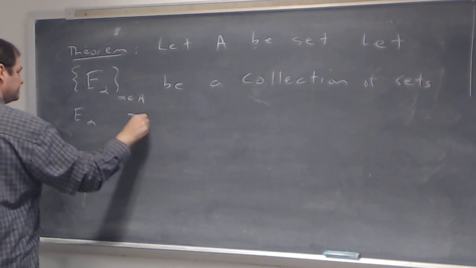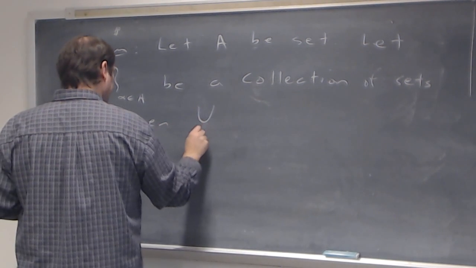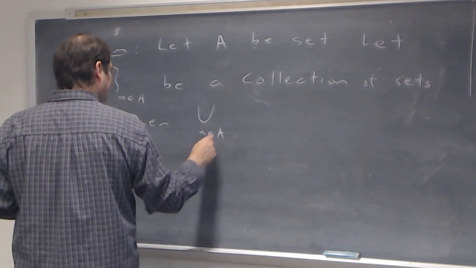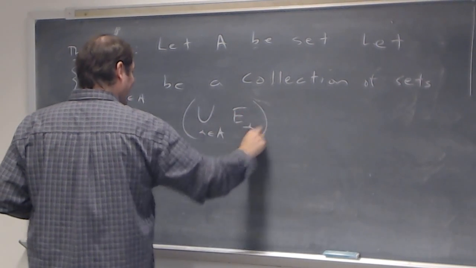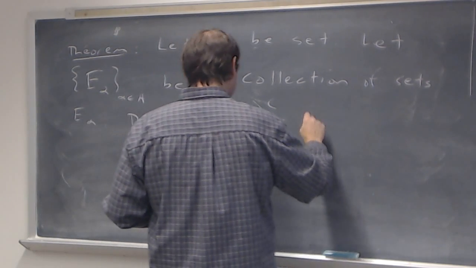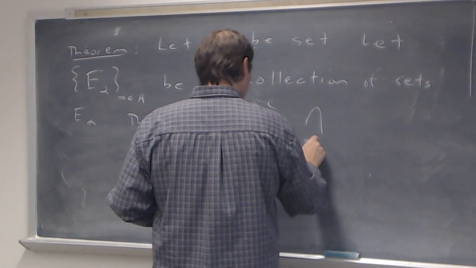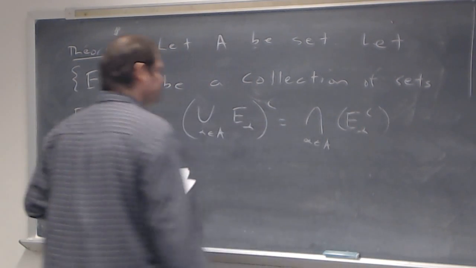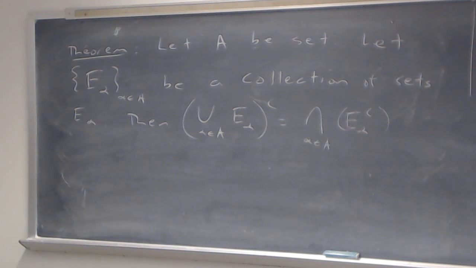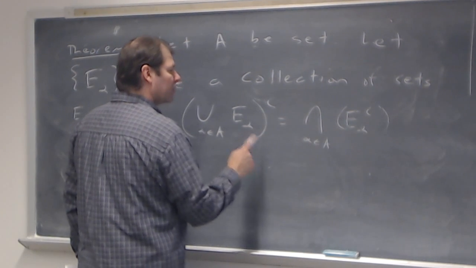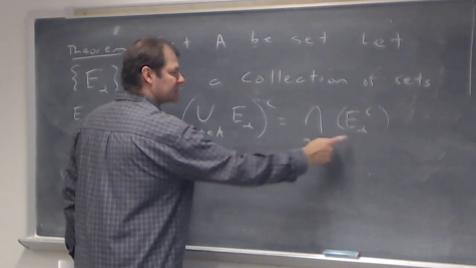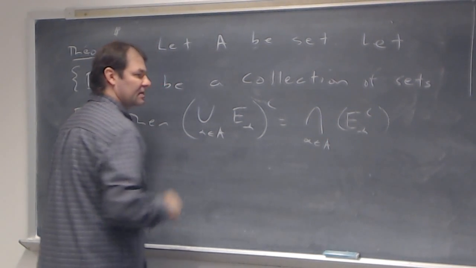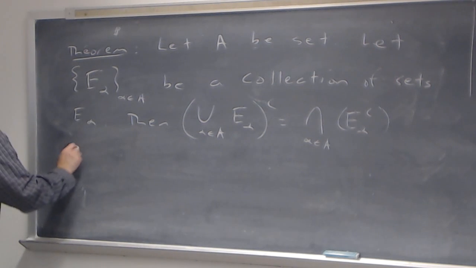Then, if you were to union up over all the alphas in A of the E sub alphas, and then take that complement, that would be equal to the intersection over all the alphas in A of the E sub alpha complements. So union them up, then take the complement, that's equal to the intersection of the complements. So we want to show these two sets are equal. The way we need to do that is show everything in the left-hand set is contained in the right-hand set, and everything in the right-hand set is contained in the left-hand set.